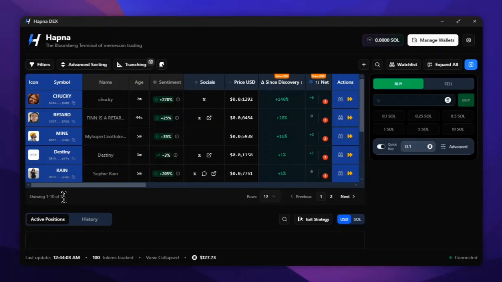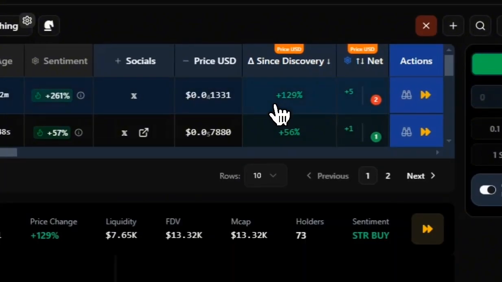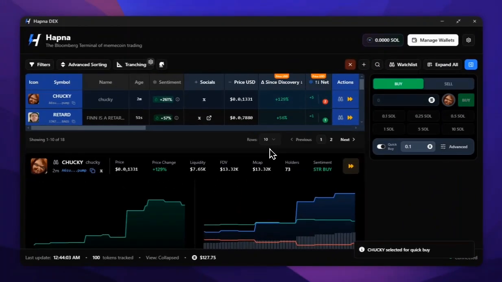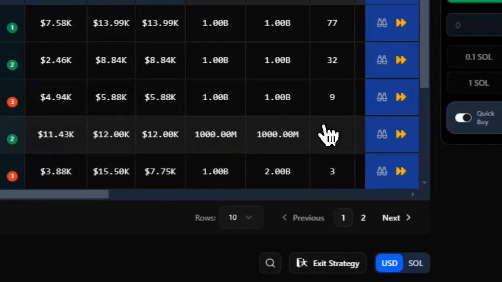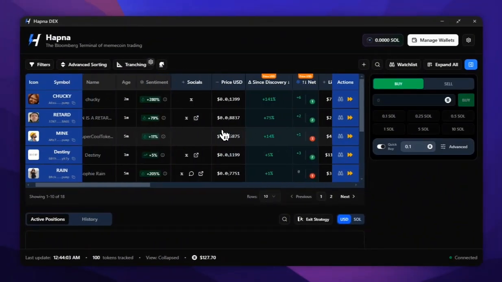Just so you know, the data grid is actually real time, which means it's always scanning the market for new meme coins, and it's a FIFO-based system. So whenever we find a new meme coin, it gets added automatically to your data grid. Now, this is all good. I think this is one of the important perks of the Hapna software.